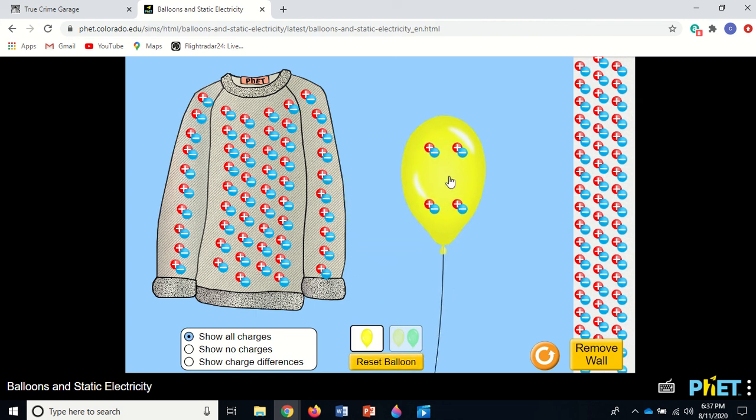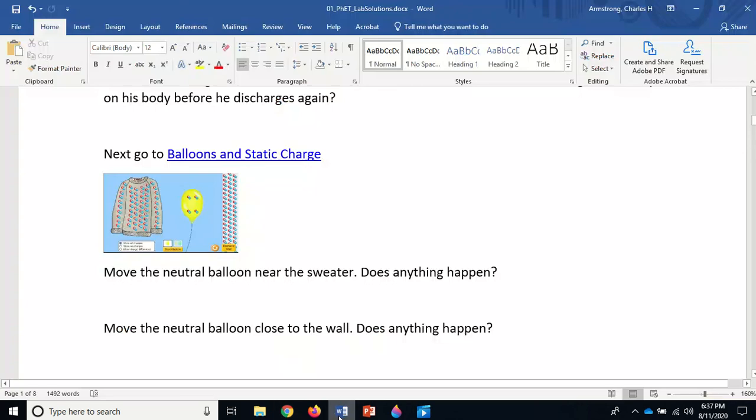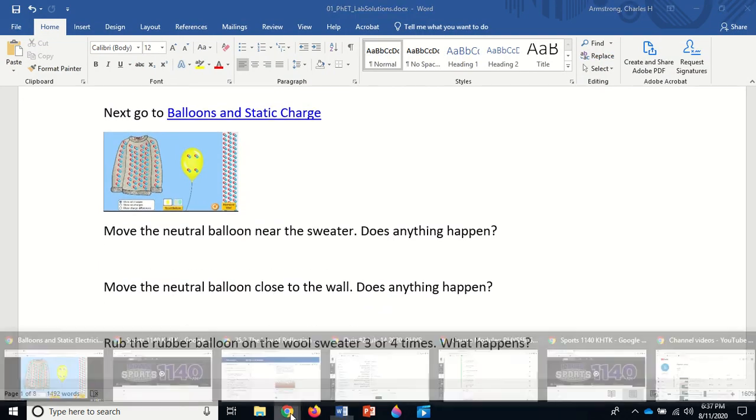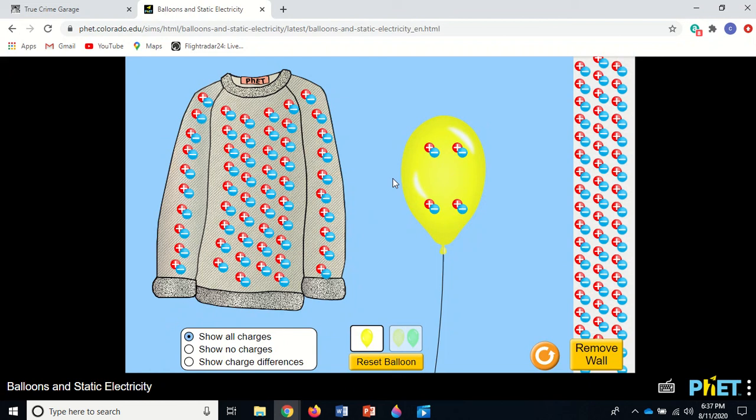So it's a neutral balloon. Okay, so now move the neutral balloon close to the wall. We did that too, nothing happened. Do it both ways. Towards the sweater, towards the wall. Nothing. Okay.